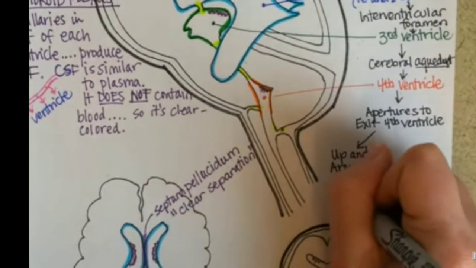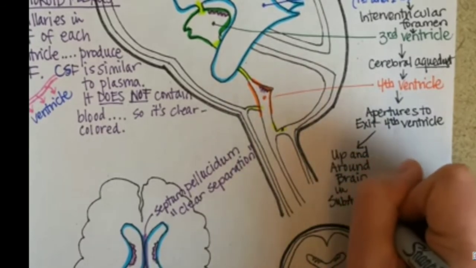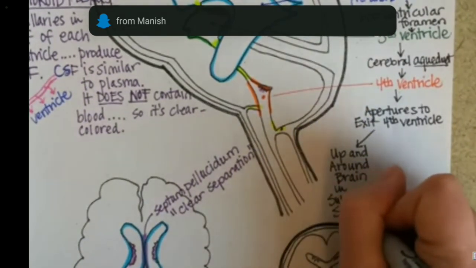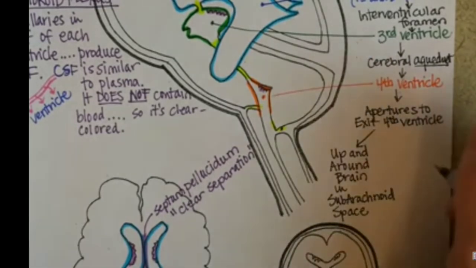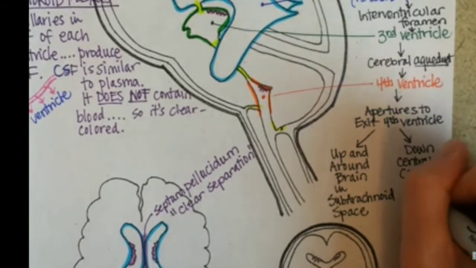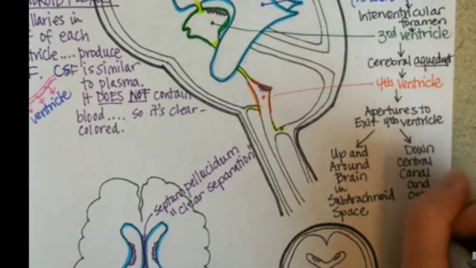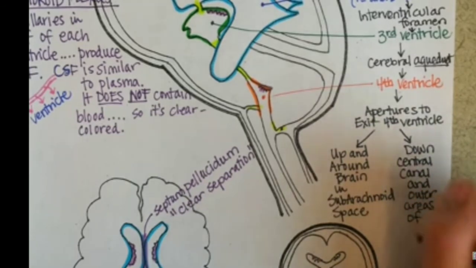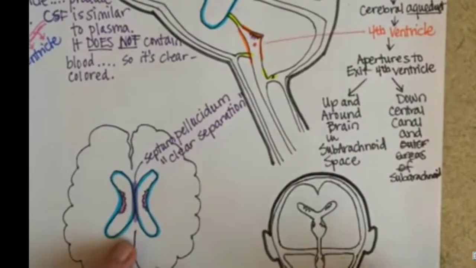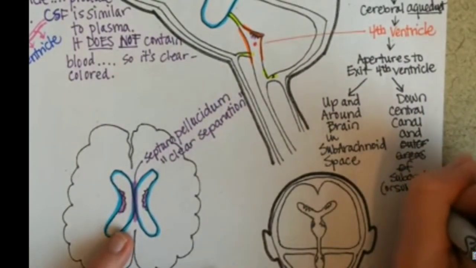And in this pathway, it goes in what's called the subarachnoid space. And we'll learn about those meninges and what they mean soon. So up and around the brain in the subarachnoid space, or down the central canal and outer areas of the spinal cord. Actually, instead of doing that, we can put and the subarachnoid, or the subdural, it's sometimes called.